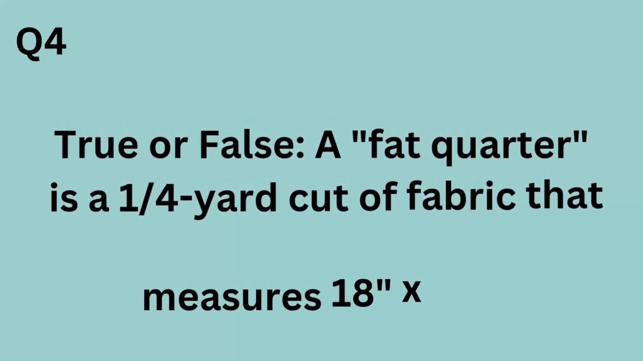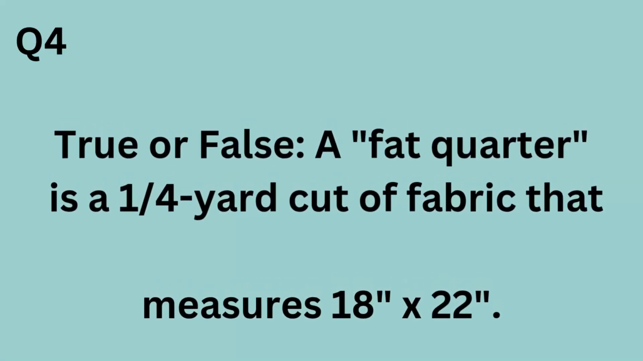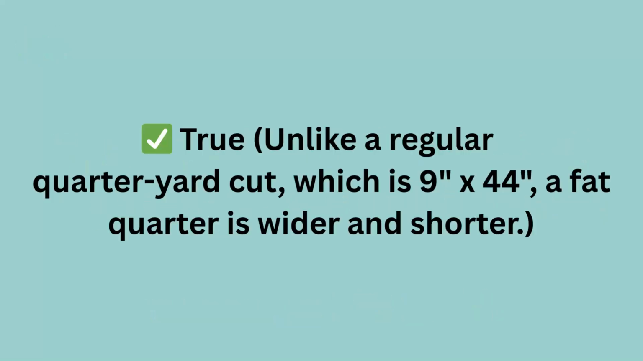True or false? A fat quarter is a quarter yard cut of fabric that measures 18 inches by 22. Is that correct? Do you know this? Let's see what the answer is. True or false? Of course, the answer is true. Unlike a regular quarter yard cut, which is 9 inches by 44, a fat quarter is wider and shorter. Did you know this? Let's continue.